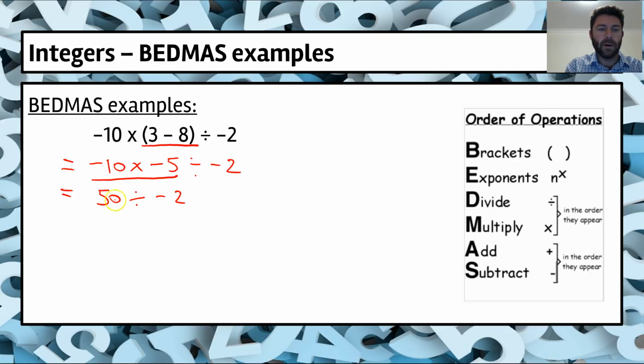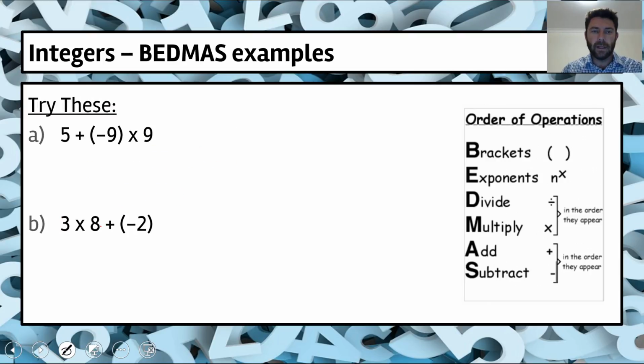All right, so now we're at our final operation. 50 divided by minus 2, so we've got a positive divided by a negative. So because the signs are opposite, our answer is going to be a negative, and then we've got 50 divided by 2, so 50 divided by 2 is 25, so our answer is minus 25. So you can see there we've started out with this, and we've broken it down step by step till we get a final answer.